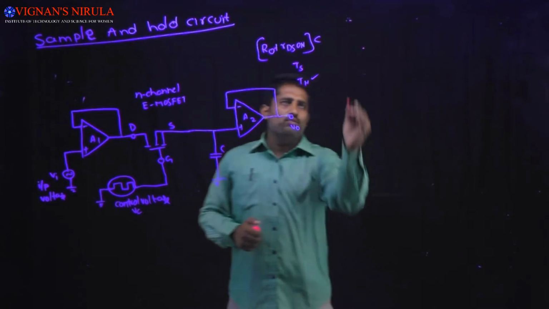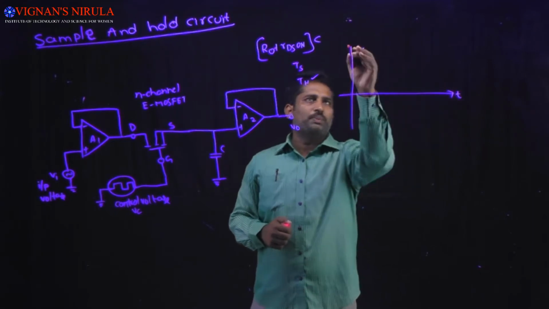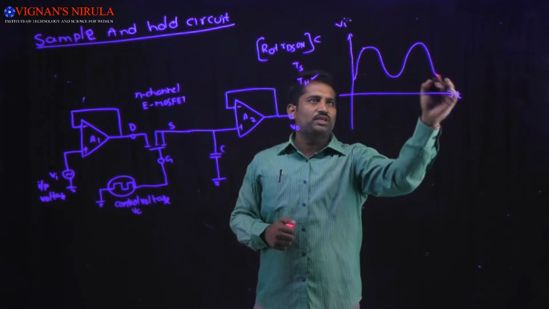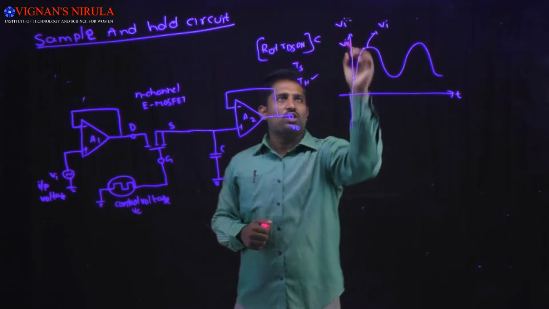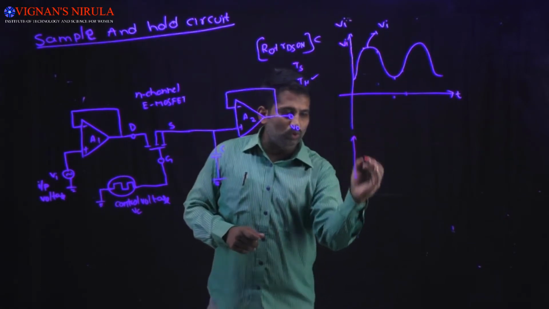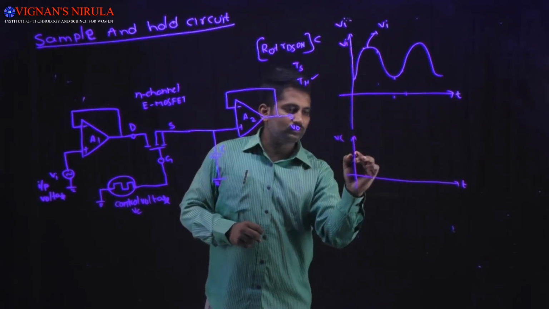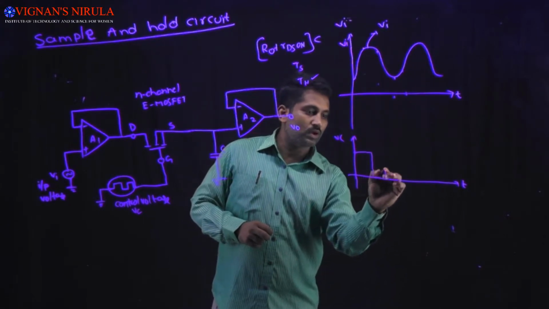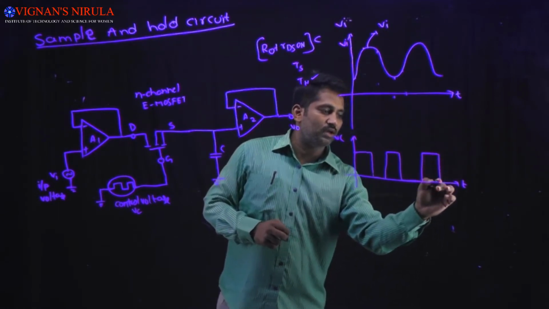And here I am going to show you the input and output waveforms. Here I am representing the input waveform Vi, which is nothing but the analog input voltage. And here I am going to draw the control voltage input, which is nothing but VC. Here I am going to take the positive, and here the positive, and once again here the positive.